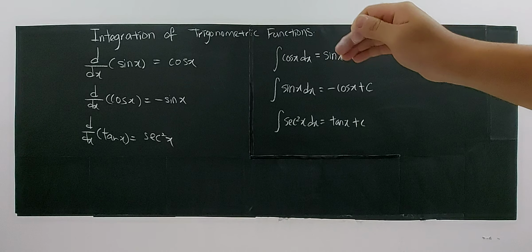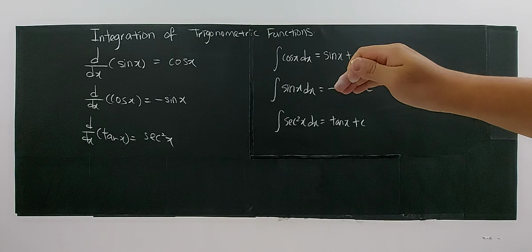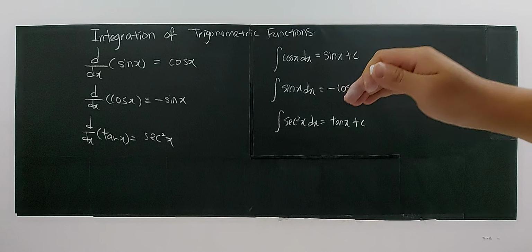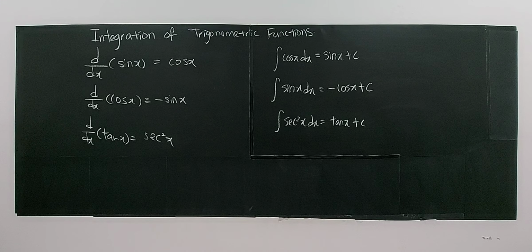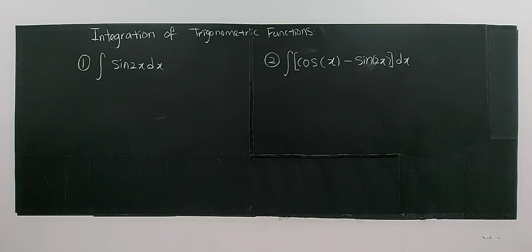Integrate cos, you get sine. Integrate sine, you get negative cos. Integrate secant square, you get tangent x. Okay, let's move on with some examples.